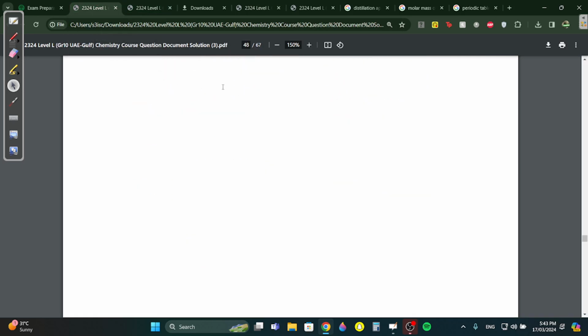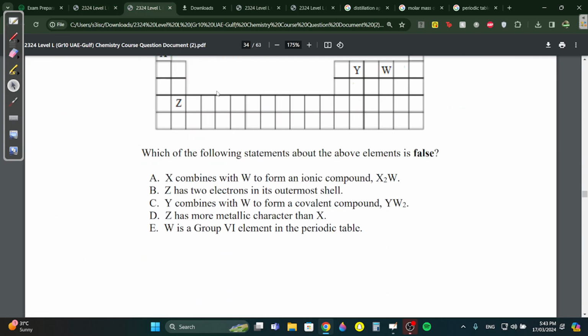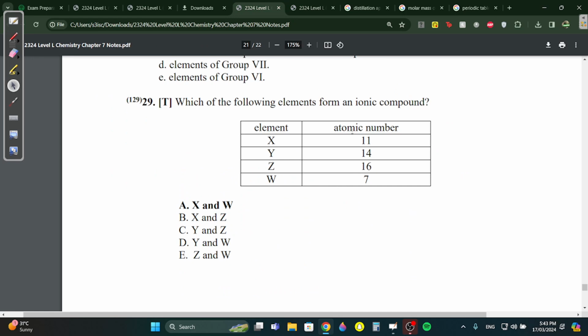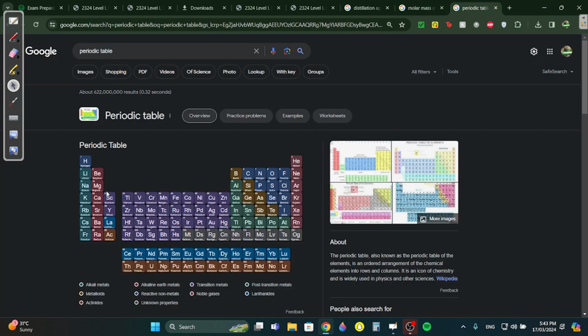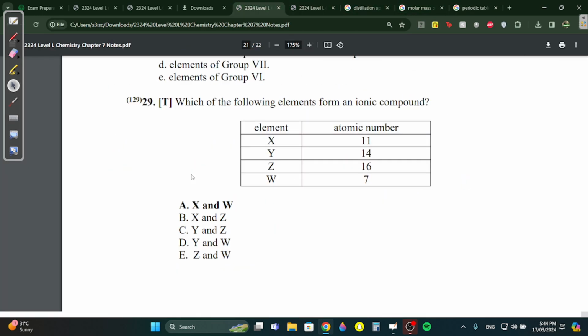Which of the following form an ionic compound? What's the question also? Okay, I'll do the one in the notes first. Which ones form an ionic compound? X atomic number 11 and Z is atomic number 16. You go to the periodic table, atomic number 11, which is Na. Then 16, which is, I think, sulfur. Metal, non-metal. What does that mean? Ionic. So X and Z. Wait, no, X and W. They want X and W.